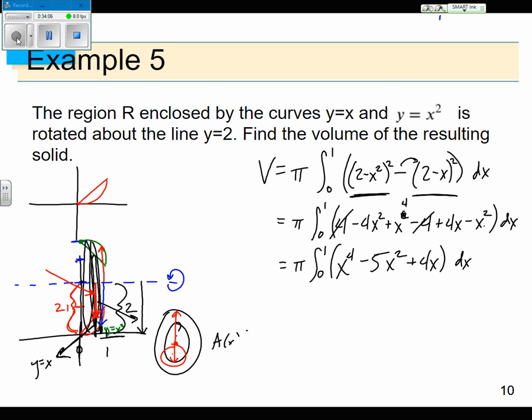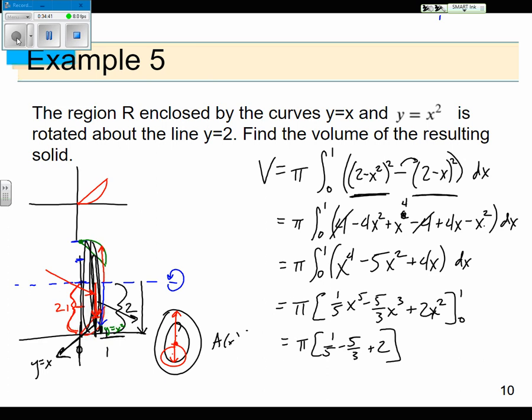I'm going to erase this so I have room to work it. And so if I integrate this, that should give me 1/5 x to the 5th minus 5/3 x cubed plus 2x squared, right? 4x squared over 2, 2x squared. And that'll go from 0 to 1. Again, I love the fact that I have 0 in there. Enjoy it while you got it. If I plug in 1, I get 1/5 minus 5/3 plus 2. And so that gave me like 8 pi over 15.